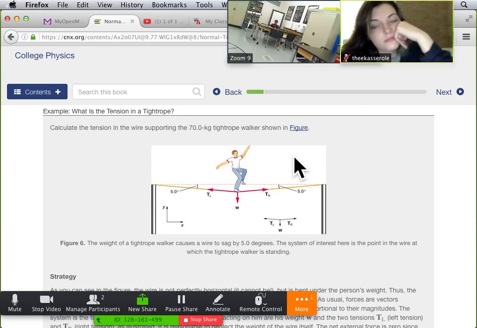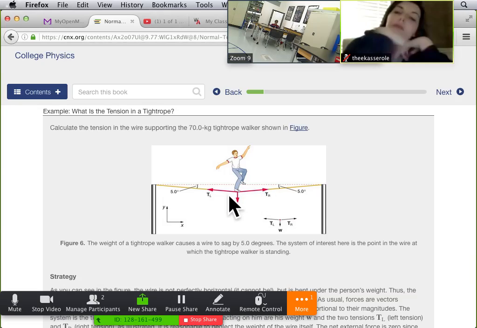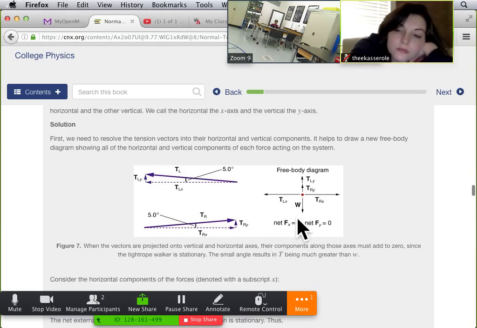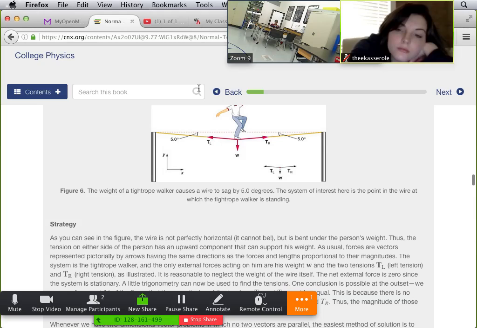But here's a great example, the tightrope walker, right? This is very similar to the tendon in your arm, where you stand on a tightrope and your weight is pulling it down, but the tension in the rope has to pull it up. So how does this work? Well, let's look at the picture. Here is the picture. Well, that's not a very good one. I'm going to draw my own.